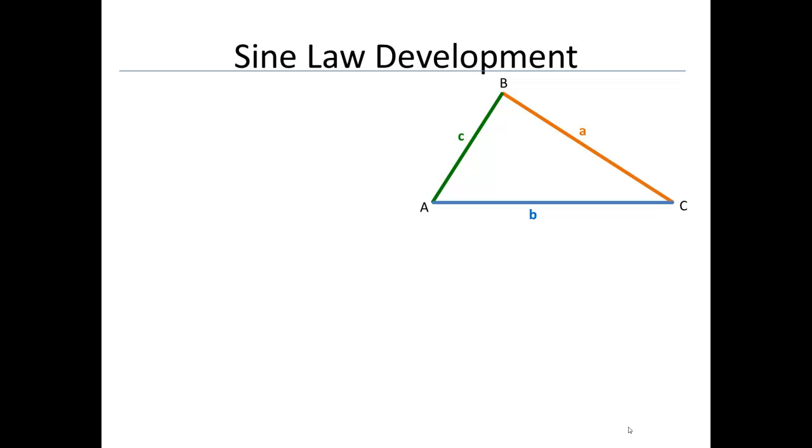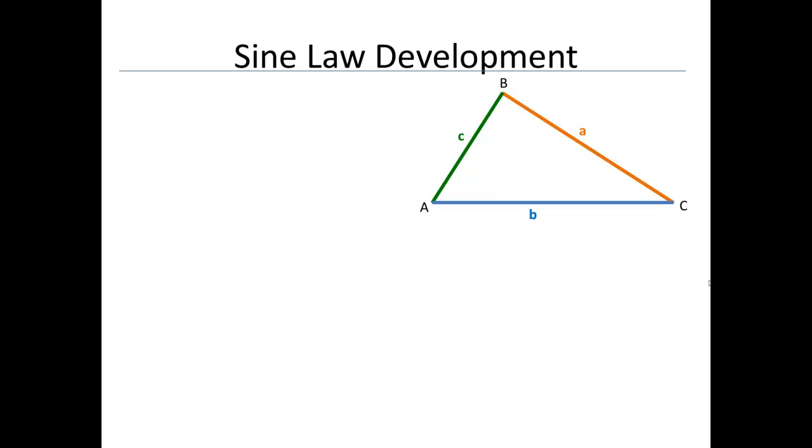So now we're going to go on to what type of law, or what type of tool, we would need in order to solve an oblique triangle. And you remember, an oblique triangle is a triangle in which you have one angle that's between 90 and 180 degrees. Well, a lot of people don't know that the sine law, if you've seen it before, actually comes just straight from right triangle trig.